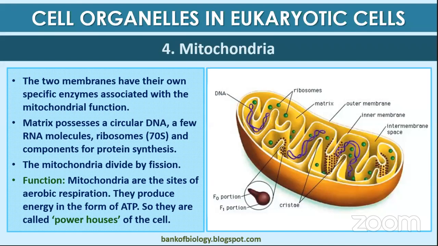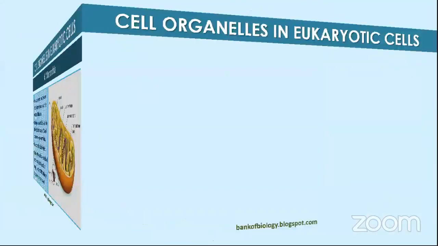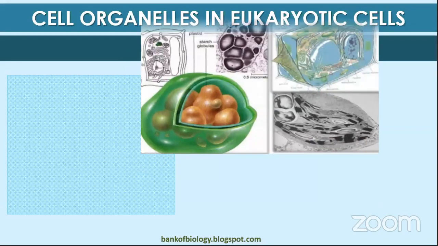The matrix possesses a circular DNA, a few RNA molecules and ribosomes, that is 70S ribosomes. Always we study that eukaryotic ribosomes are 80S, but those present inside mitochondria and chloroplast, remember this, are 70S, and they have components for protein synthesis. So they can prepare their own proteins. That is why these organelles are called semi-autonomous organelles.